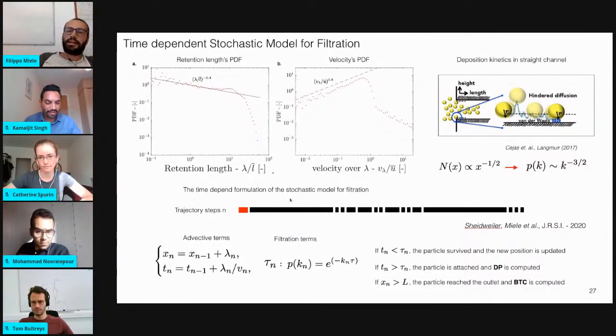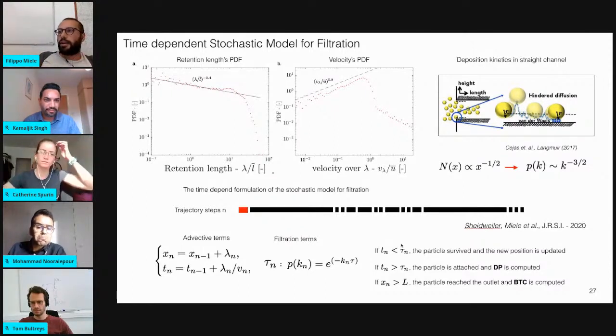The stochastic model is written in this way. At each step, you draw a given jump length, the correlation length, and a given velocity. By the ratio between the jump length and the velocity, driven by the PDFs, we can compute a transit time. Then, by a given value of the attachment rate, we can compute a filtration time. Now the competition between the advective time, that is the time that the particle needs to make that jump, and the filtration time tells you the fate of the particle.